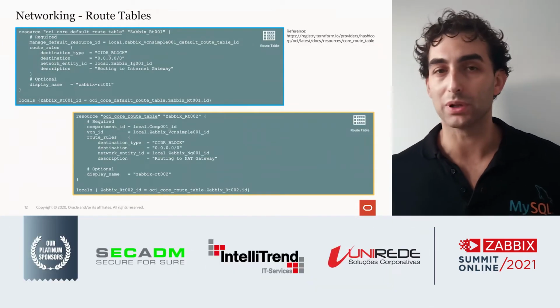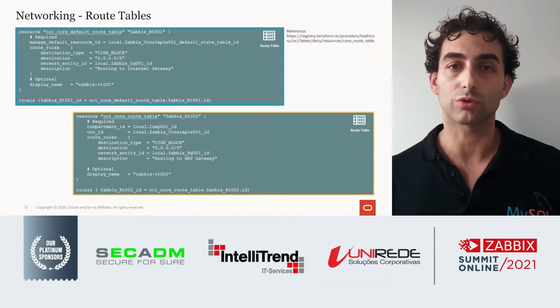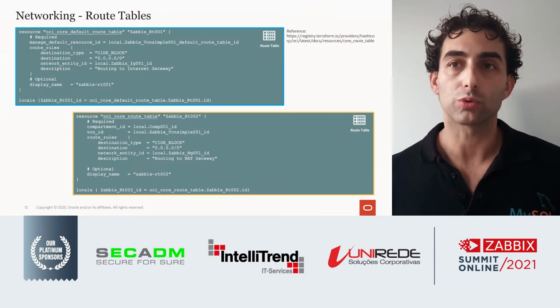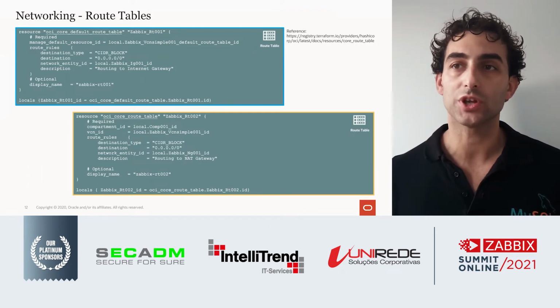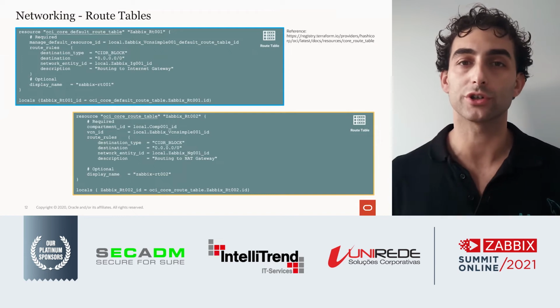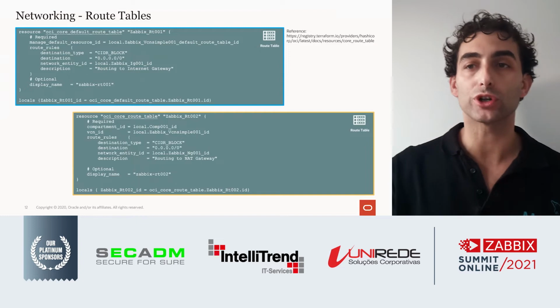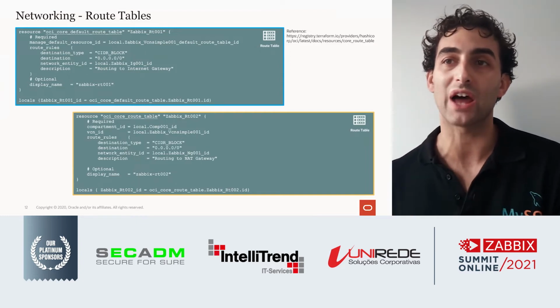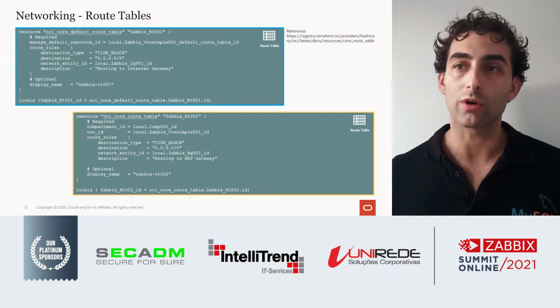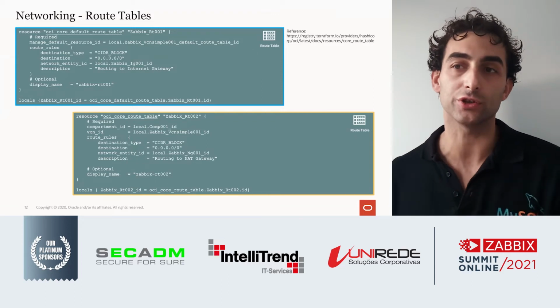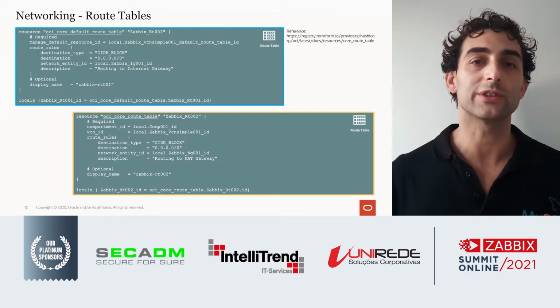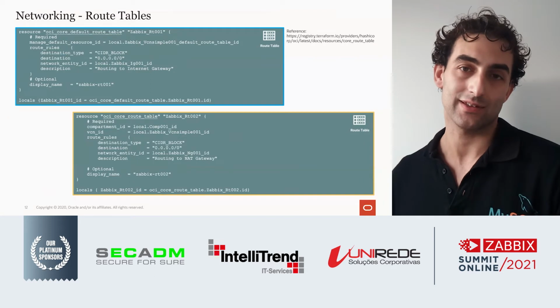We need route tables, of course, for our routing to work. Here we see how we declare the route tables. And we need two of them, one for the public subnet and one for the private subnet. One will direct to the internet gateway, and one will direct to the NAT gateway.